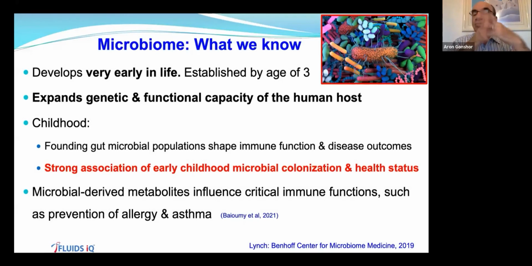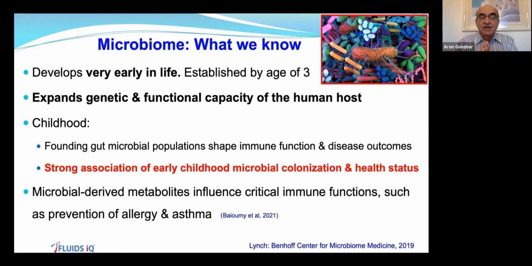What do we know about the microbiome? Because there's a tremendous amount we don't know. It develops early in life. And please keep this in mind. It is established by the age of 3. And what it's doing is it's expanding the genetic and the functional capacity of the human host. This is extremely important. Because remember, we've only got 20 or 25,000 genes. How are we doing all these things?